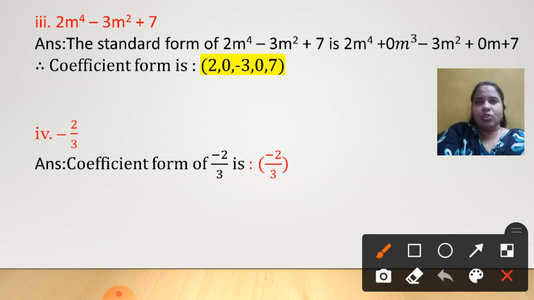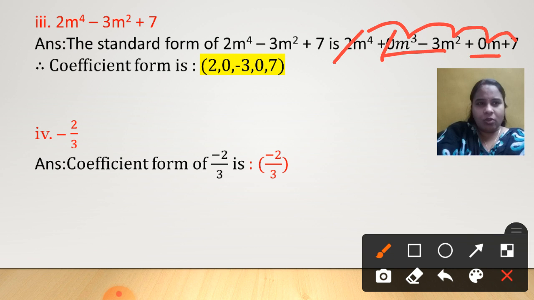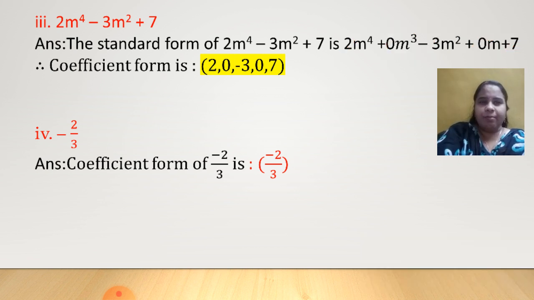The next question is 2m raised to 4 minus 3m square plus 7. So in standard form, after m to the 4 comes m cube, then m square, then m, and then the constant. Whichever terms are missing, we will write with 0 coefficient. So finally the answer will be 2, 0, minus 3, 0 and 7. Just the numbers. Yes, I hope it is clear.